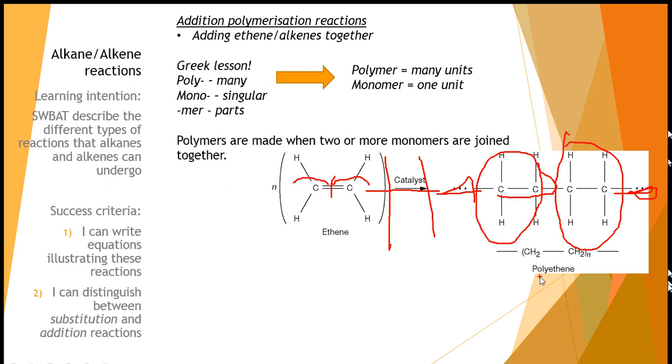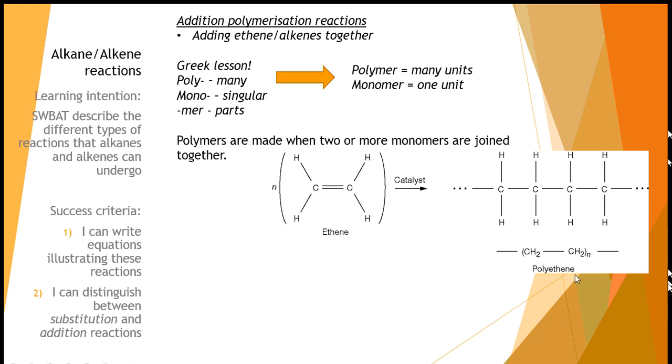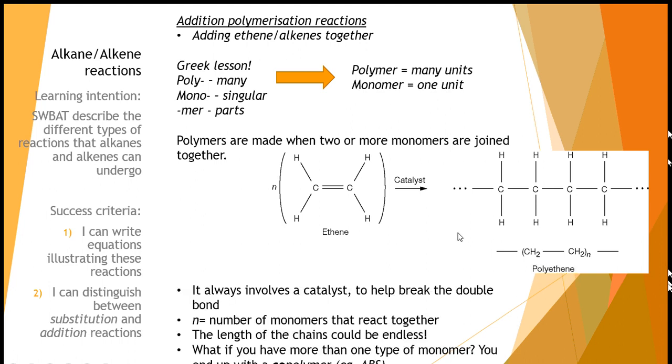Now it's good to note that it's still polyethene, it's not polyethane, even though it doesn't have the double bonds anymore. There's no double bonds there. So why is it polyethene? Go have a look and find out. I'm not going to tell you.